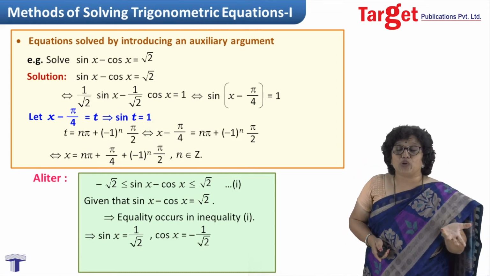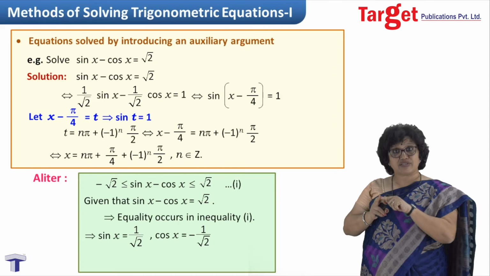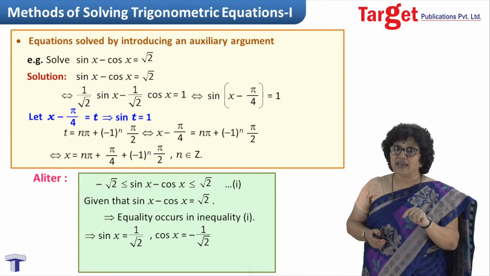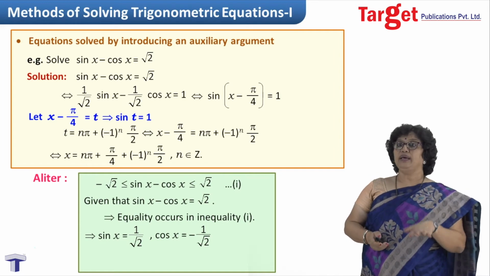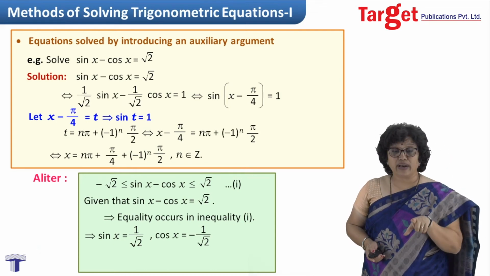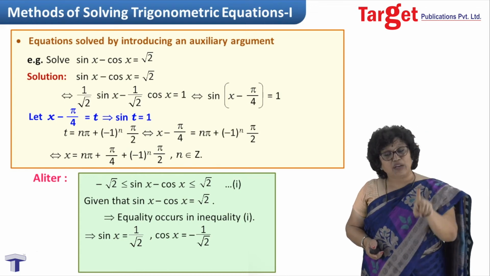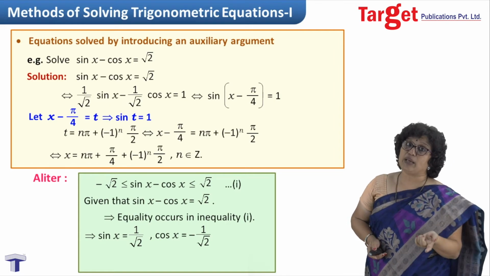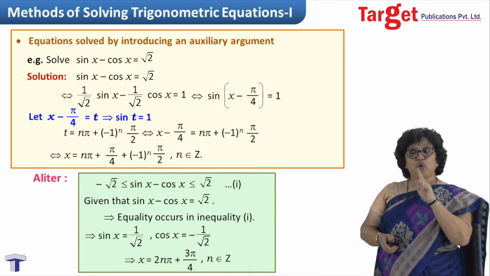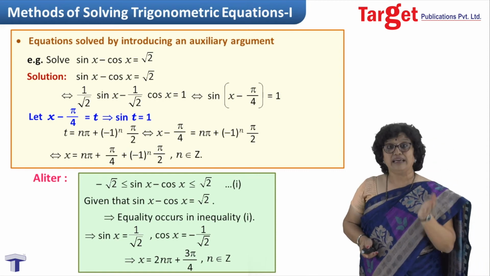Fine. Now, you can write solutions for sin x equal to 1 by root 2 and cos x equal to minus 1 by root 2. But mind you, your x must satisfy both, because you want sin x equal to 1 by root 2 and simultaneously cos x has to be minus 1 upon root 2. Now, sin is positive and cos is negative. Where does that happen? It happens in the second quadrant. So, pi minus pi by 4, that is 3 pi by 4. So, sin 3 pi by 4 is plus 1 by root 2 and cos 3 pi by 4 is minus 1 upon root 2. And hence, I write my solution as x equal to 2n pi plus 3 pi by 4. I hope everyone understands how I am arriving at 3 pi by 4.